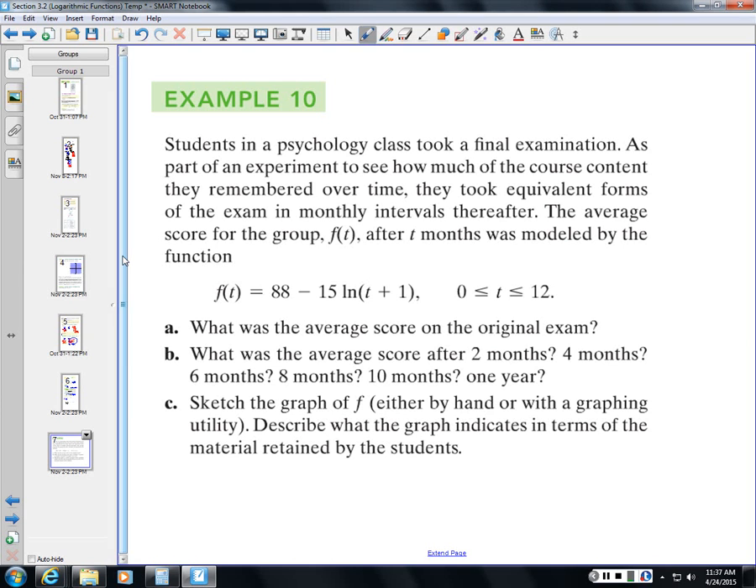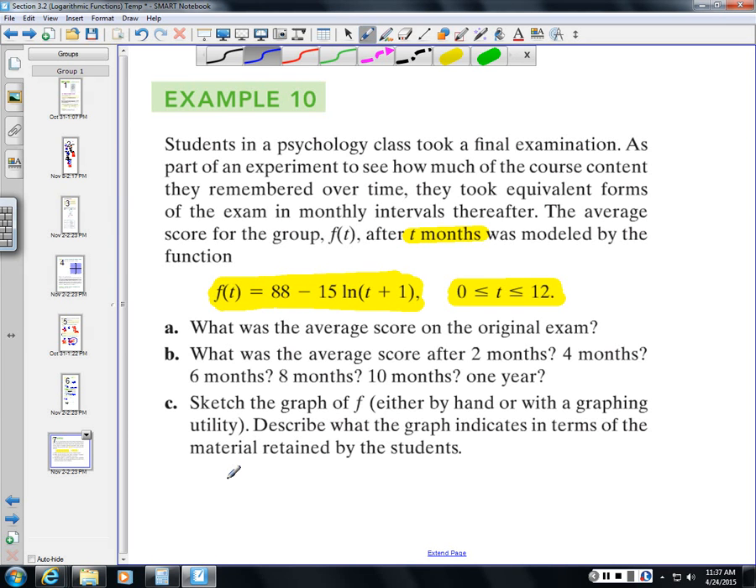The average score for the group was modeled by this function: f of t equals 88 minus 15 natural log of t plus 1. Over here they give us some conditions, and they tell me that t has to be greater than or equal to 0 but less than or equal to 12. Since t represents the number of months, this says from 0, from the time they took the exam, up to a year, 12 months after that. So time was anywhere between 0 and 12. So just understanding what's given to us.